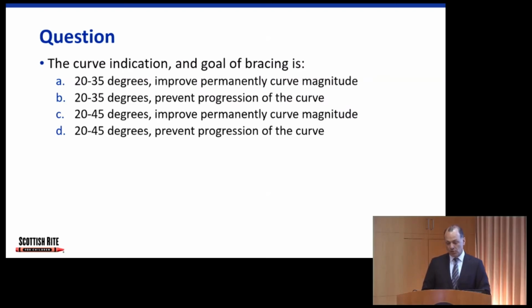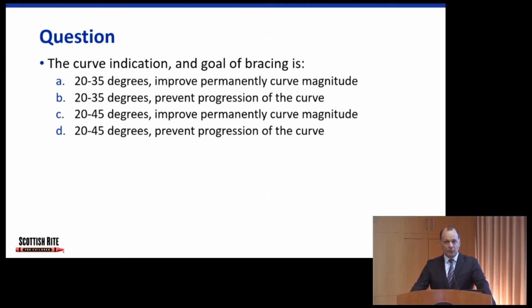So here's another question, the indication and goal of bracing. So what are the indications for bracing? The indications for bracing are for curves between 20 and 45 degrees. And the goal of bracing, as I mentioned earlier, is to prevent that curve from getting bigger with time. It generally doesn't improve the curve, and that's a very common question that we have from families.